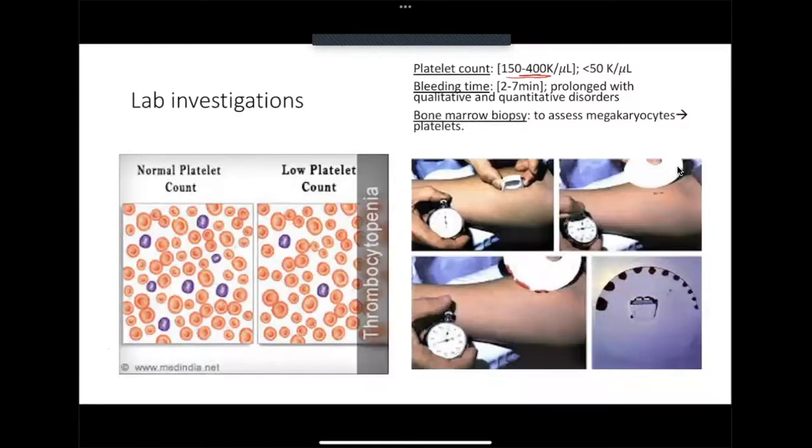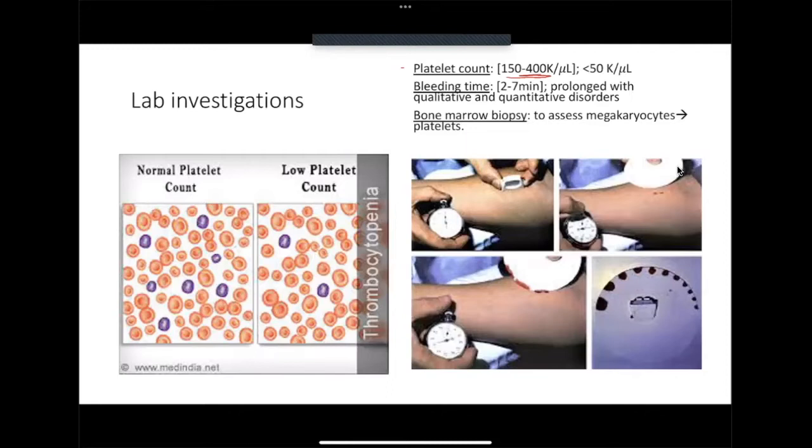Now, how do we know that a person has a problem with primary hemostasis? First of all, there's a low platelet count and bleeding time. I'm sure we also did this in second year physio. You can prick the skin. I think what we did was the earlobe, and see how long it takes for the bleeding to stop. Normally it should take about 2 to 7 minutes. But if you have a problem with your platelets, both qualitative and quantitative, you would have a prolonged bleeding time.